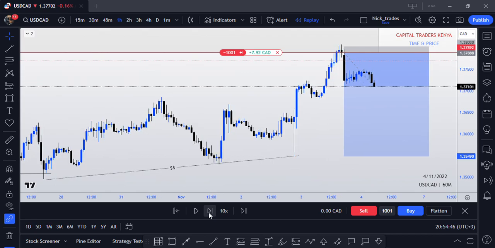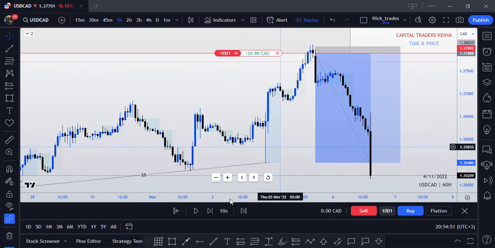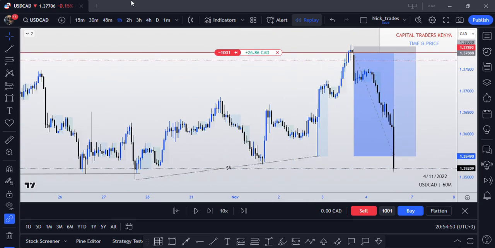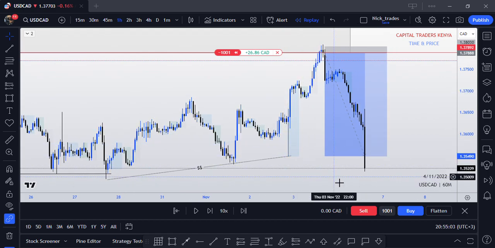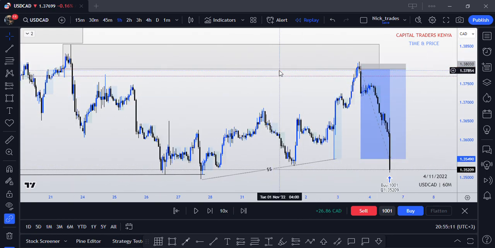Then sells. Wow, look at that. Yes, guys, this was awesome, right? Now let's close our trade. We had taken a sell right here. I want to close the position. So we have closed our position at $26 profit.